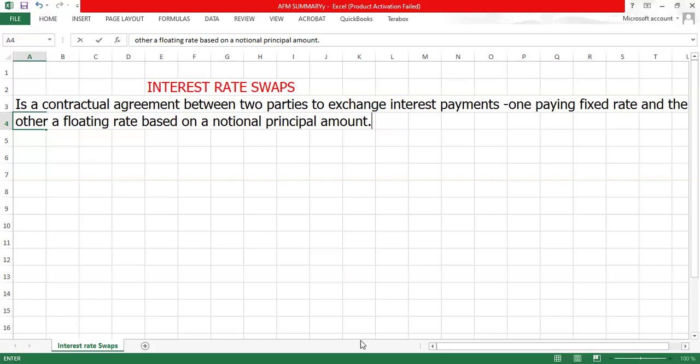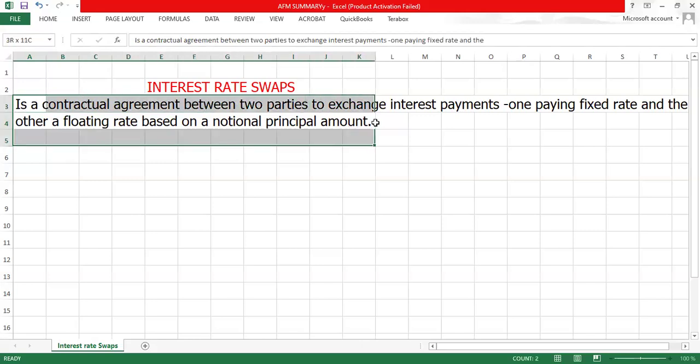Okay, just that. But what you need to know is that you are basically exchanging interest payments. The principal amount will not be hedged. Here you're just hedging the interest; the principal amount will remain the same.